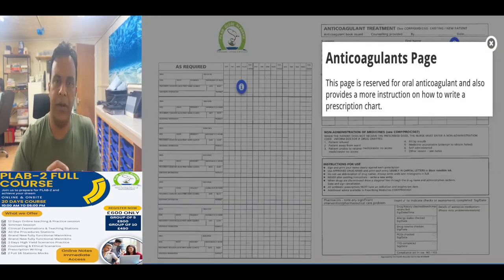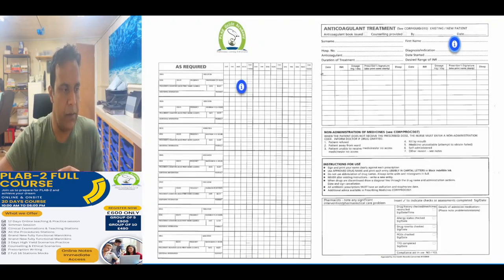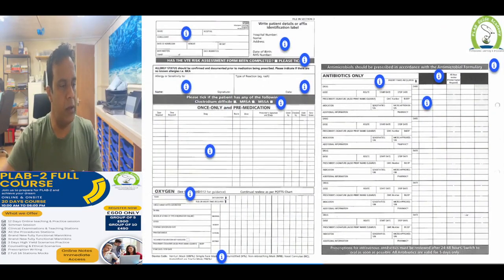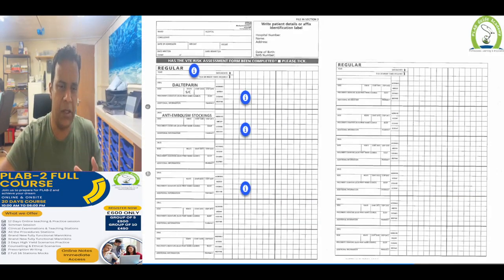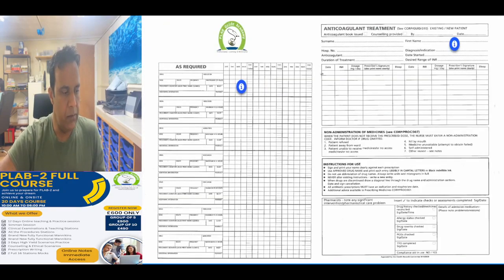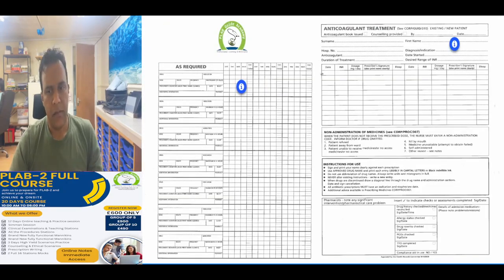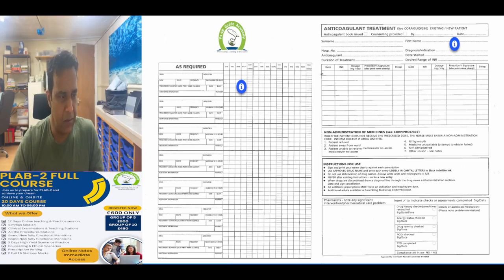Then the last page is an anticoagulants page, where you have to write any anticoagulant for the patients that you're going to prescribe. And in that case, what you need to do is come back to the regular page 1 and cross the dalteparin clearly diagonally and put your signature and write the date. That is an important point. And go through all the columns of your prescription given on the GMC website.